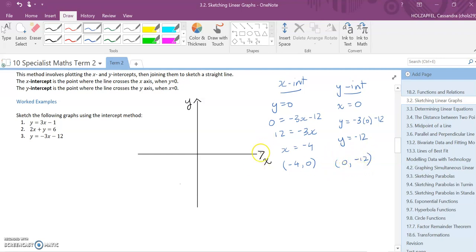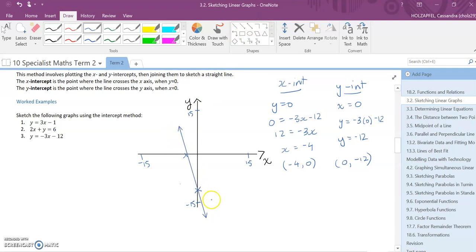All right, so now I'm going to go very rough with this one. Let's just do to 15, and then negative 15 on this axis, and negative 15 on this axis. Okay, so let's plot our first point. Our first point is at negative 4, 0. So I'm going to go along to about negative 4, so that would probably be about there. And then my other point is going to be 0, negative 12, so probably about here. All right, now let's draw our straight line going through there.